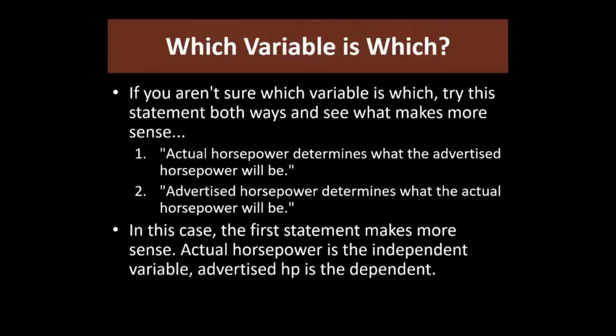So I think we're going to go with the first statement. The actual horsepower determines the advertised horsepower. So actual horsepower is independent. It is what it is. Advertised horsepower is dependent on what the actual horsepower is. I think I said that right. I hope I said that right.